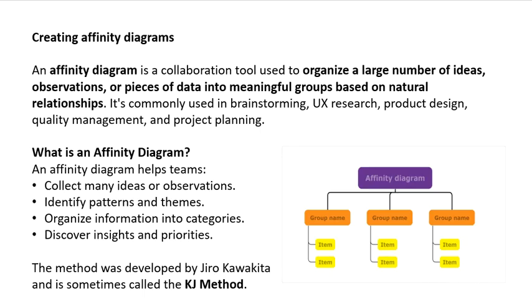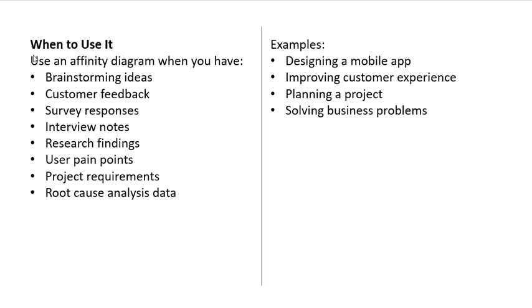Look at this. To use the affinity diagram, you can start with brainstorming ideas, customer feedback, survey responses, interview notes, research findings, user pain points, project requirements, and root cause analysis data. Examples are designing a mobile app and improving the customer experience, planning a project, and solving a business problem.